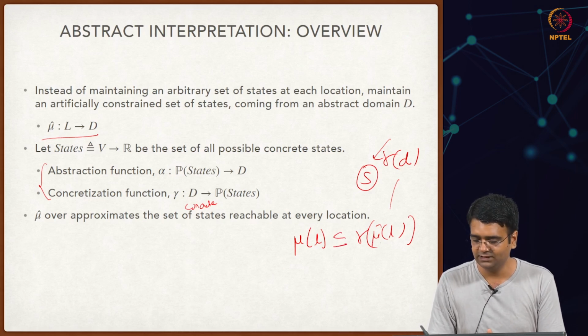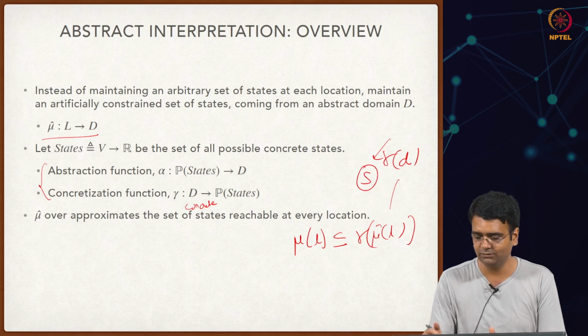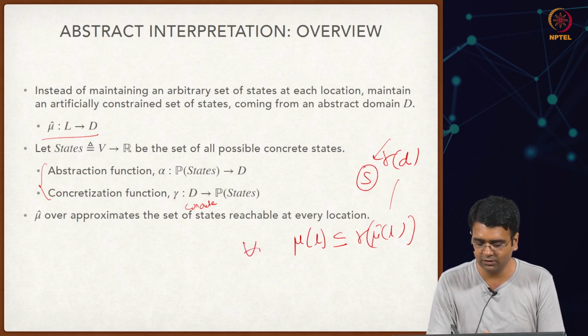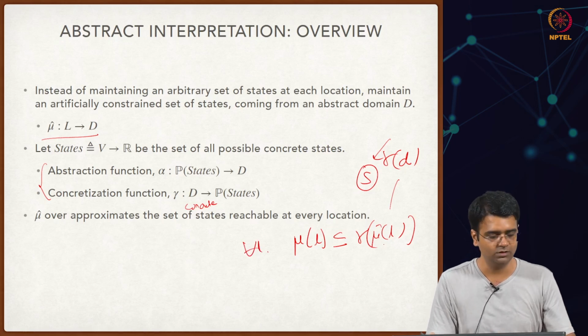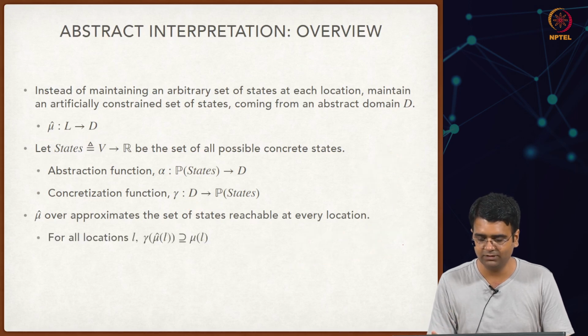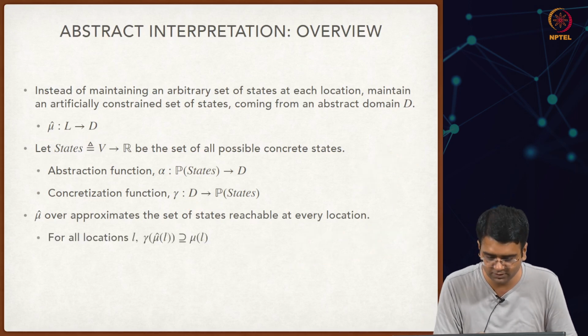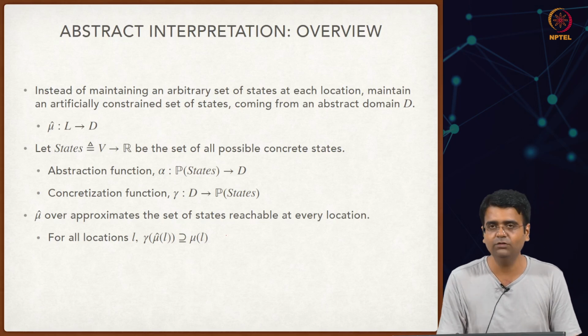Because the abstract domain must over approximate the set of concrete program states which are reachable at the location L. So for every location L, mu of L must be a subset of gamma of mu hat of L. Okay, so this is the correctness property that we want abstract interpretation to satisfy, which is that for every location L, mu of L must be a subset of gamma of mu hat of L.